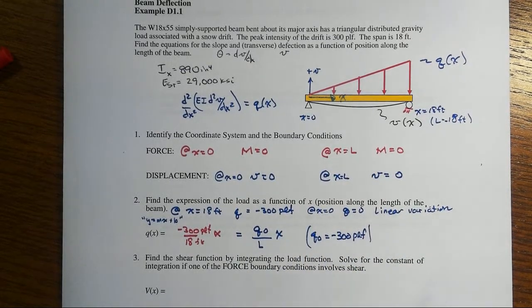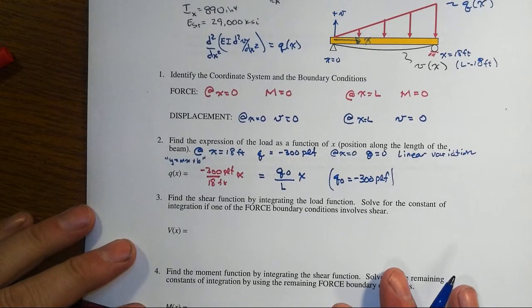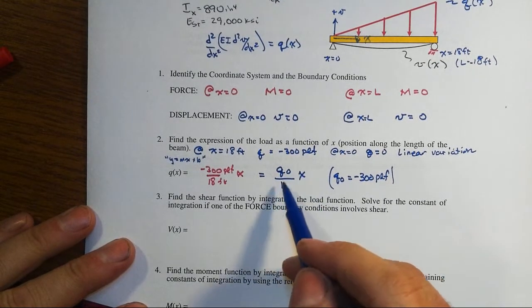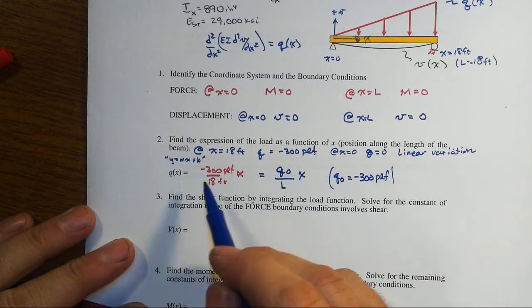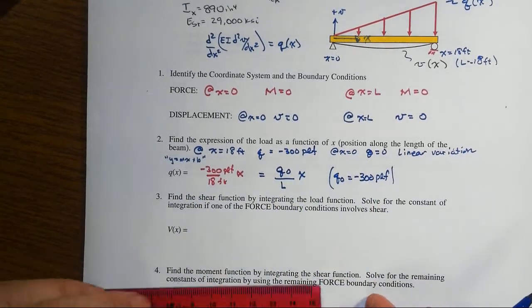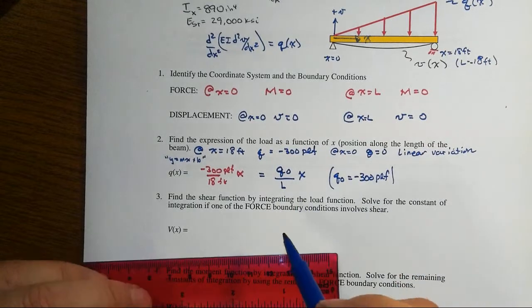So being in symbols, that'll be a little bit easier to work with. Right? Again, check it out. Put in x equal to L. L over L goes away. I'm left with Q naught for the intensity of the load, and that's minus 300 pounds per foot, just like it's supposed to. Everything else is a linear variation in between.